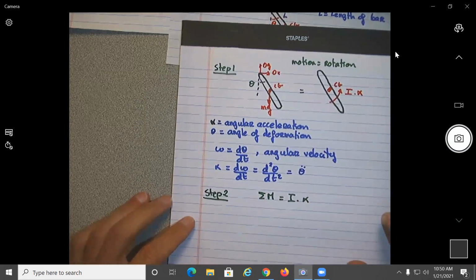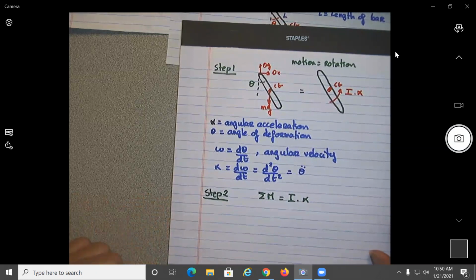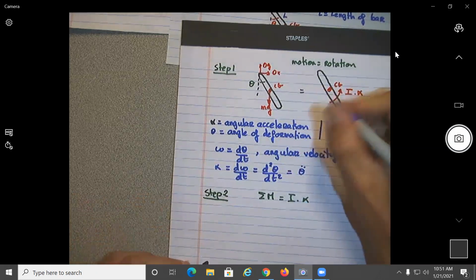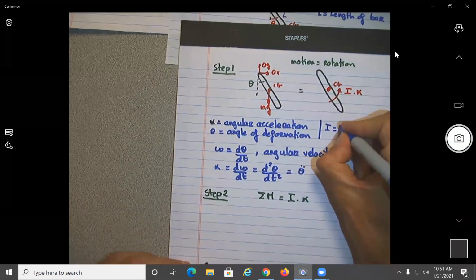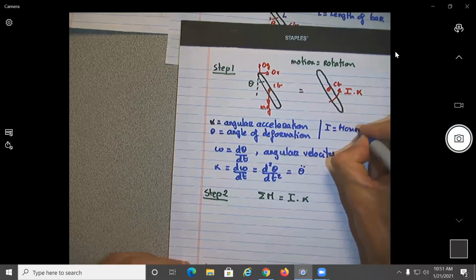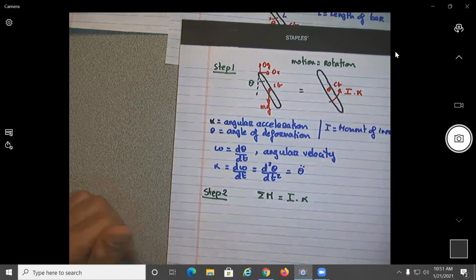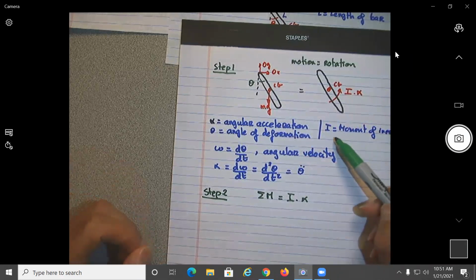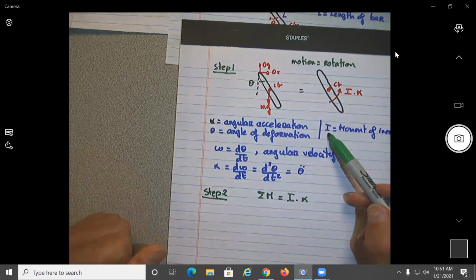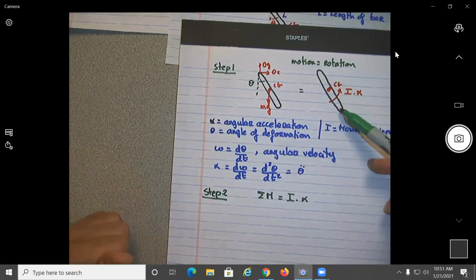All right, I want to finish this problem. So something very careful here. You need to be very careful. In this equation here, what is I? I is the moment of inertia. Okay, I'm going to give you a definition. What does it mean physically? Physically, the moment of inertia represents the resistance of this bar to rotation.